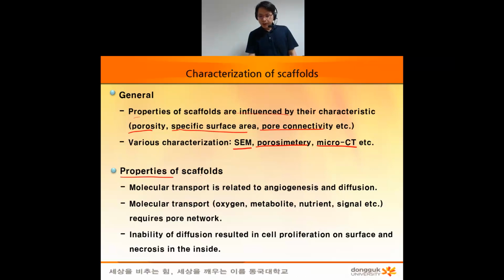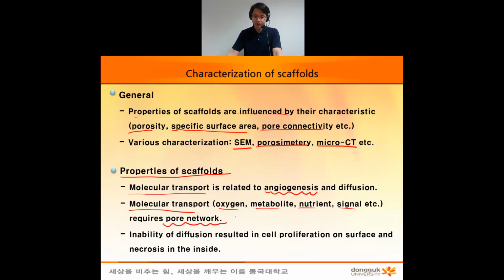Molecular transport is related to angiogenesis and diffusion. Angiogenesis is the development of new blood vessels. And molecular transport involves molecules such as oxygen, metabolites, nutrients, and signals. This molecular transport is required in cell proliferation, and it requires interconnected pores, the pore network.